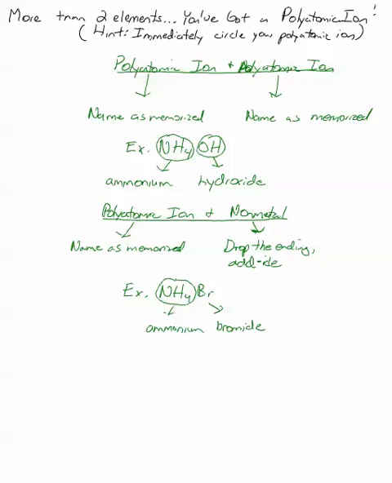Okay, last one. Metal and a polyatomic ion. Okay, metal. What are we going to do with our metal? Well, write down the name found on your periodic table.